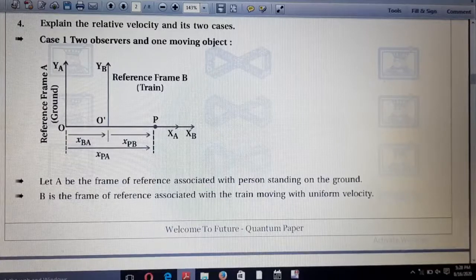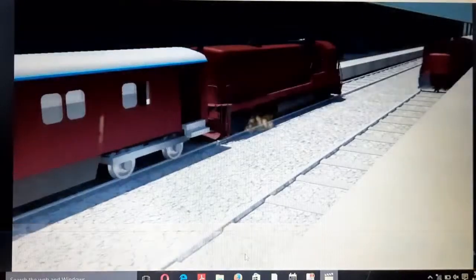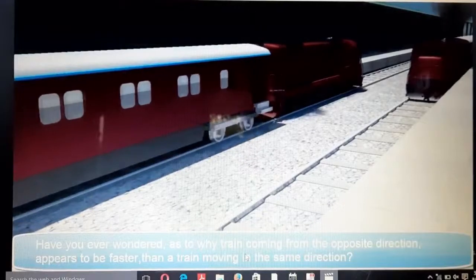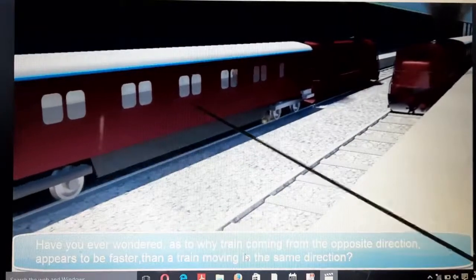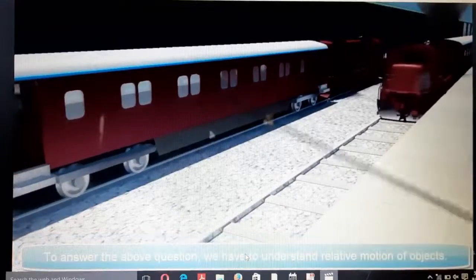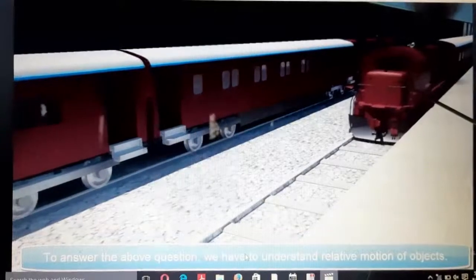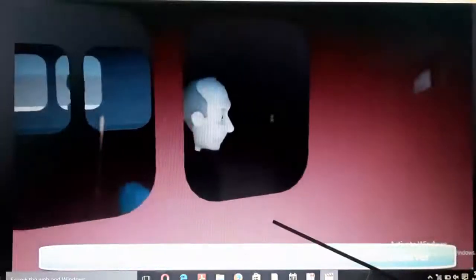Friends, first of all, we show one example after we understand what is relative velocity. Friends, look here. Now we have two trains. Suppose this is train A and this is train B. Both move in opposite directions.